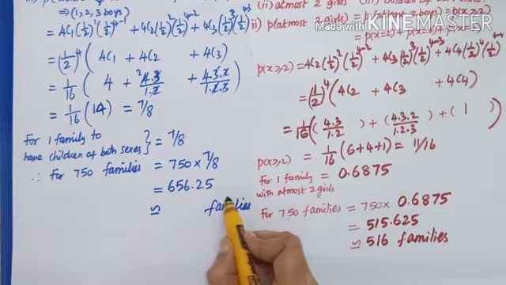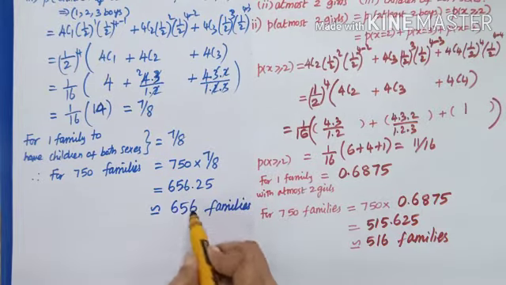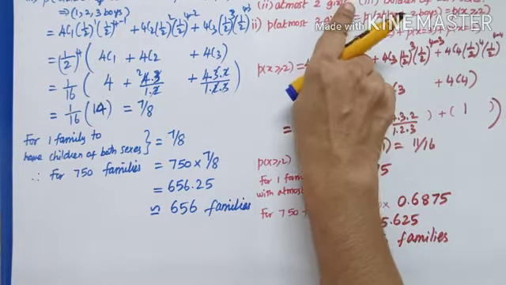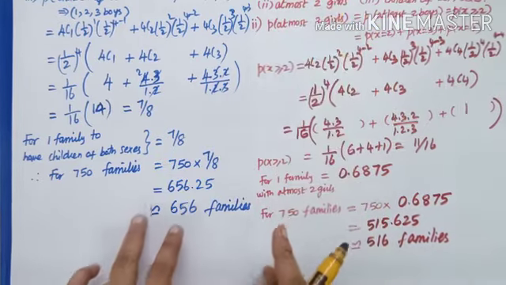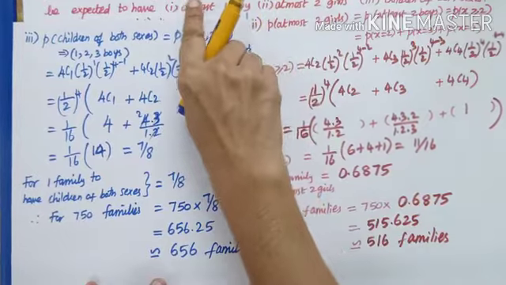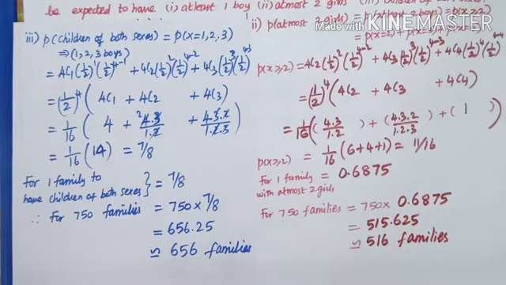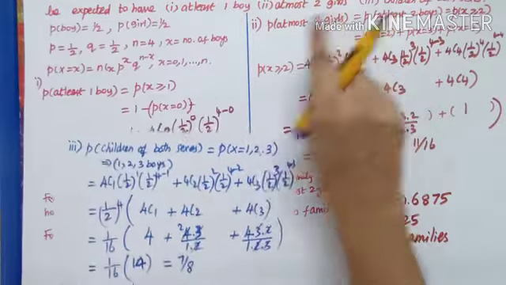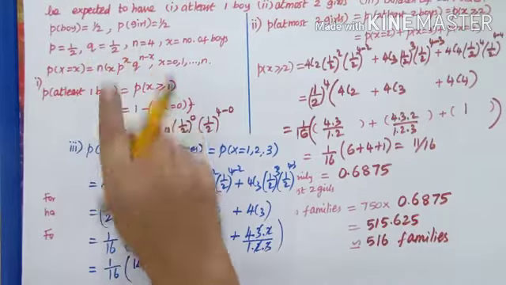656.25, or approximating 656 families. So, the question is about a family with 4 children each. N is equal to 4. The very first line of the question says 750. We will multiply in every last step. And they have given that boys and girls have equal probability. So, P and Q are half.